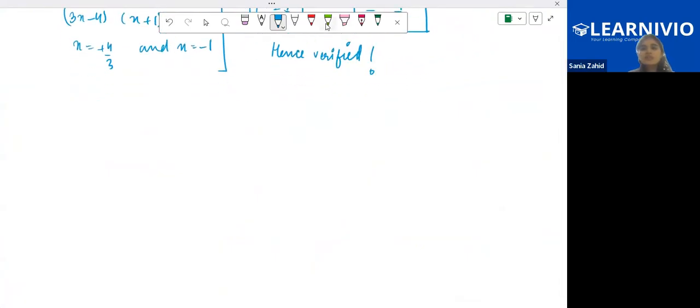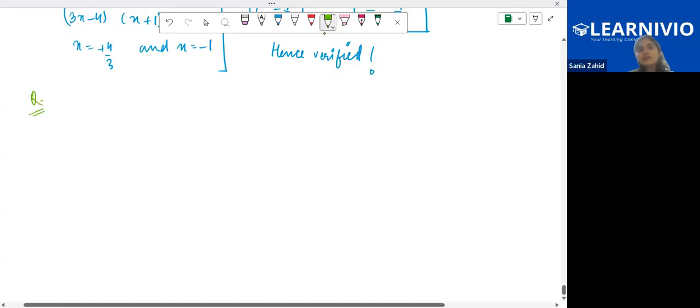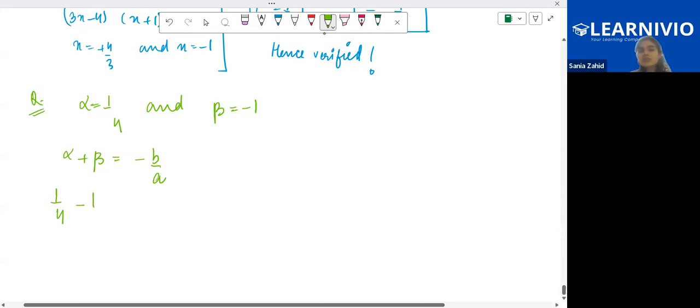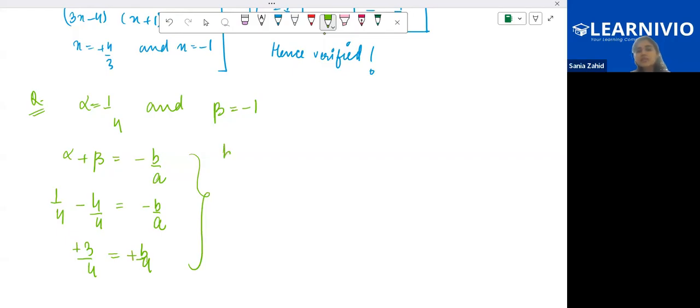What is alpha? Alpha is 1 by 4. And what is beta? Beta is negative 1. And now you have to form the polynomial. Now we know that alpha plus beta is equals to negative b by a. So alpha plus beta is 1 by 4 minus 1. It should be equal to negative b by a. That means, can I write it as 4 by 4, and now it becomes negative 3 by 4 is equals to negative b by a. So from this part you can cancel negative and negative. b is 3 and a is 4. From this part we get this much.